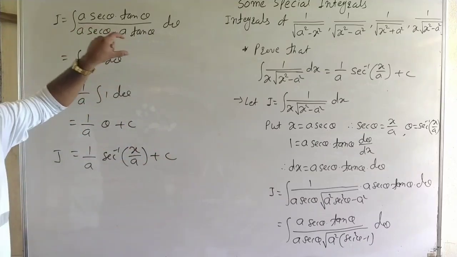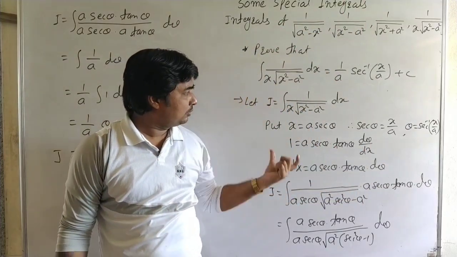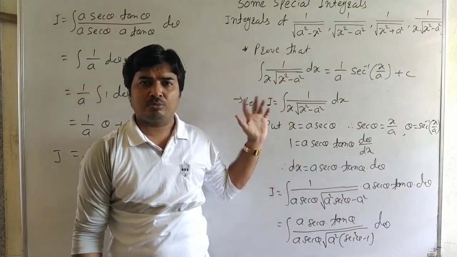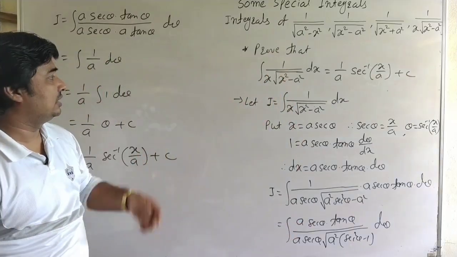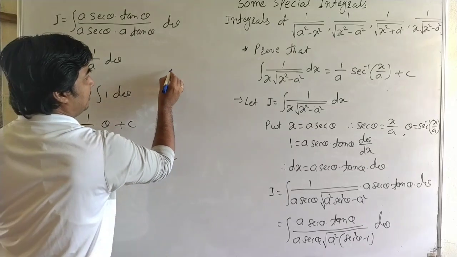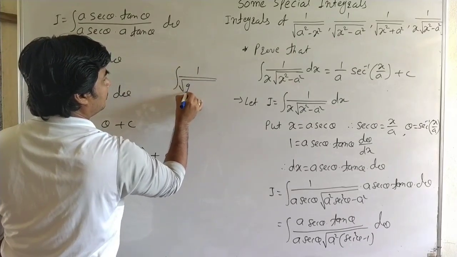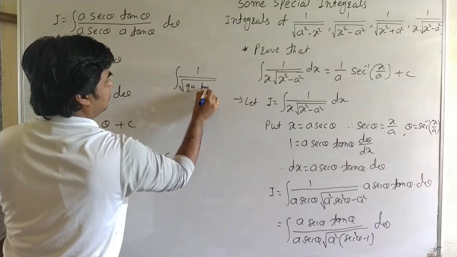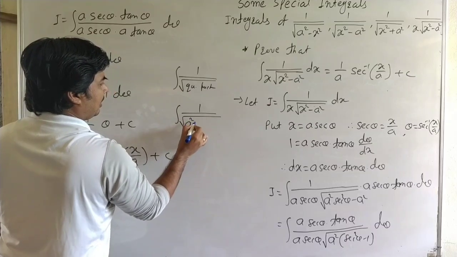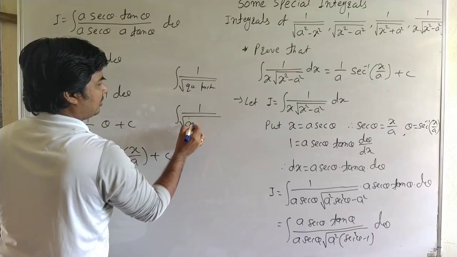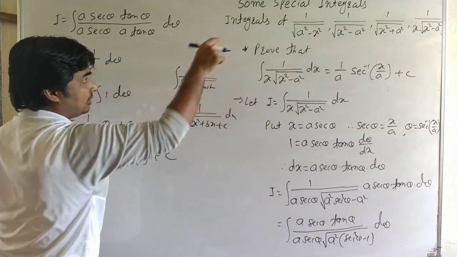Okay, here see carefully all the proofs. This proof is asked in the exam for 3 or 4 marks. Okay, here see carefully, and now the examples on this: 1 upon under root of a quadratic function. That is the integral of 1 upon under root ax square plus bx plus c dx. Okay, examples of this type.